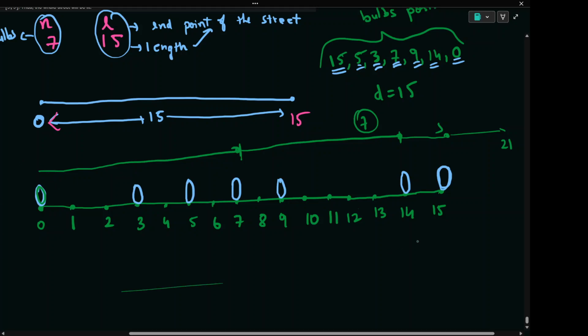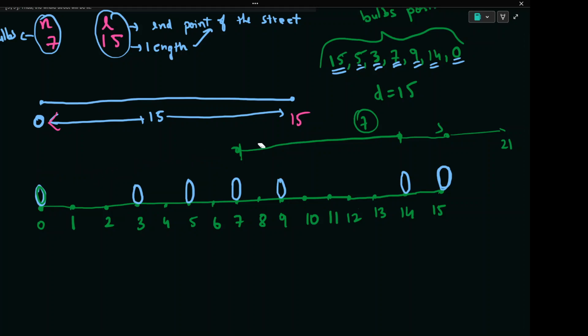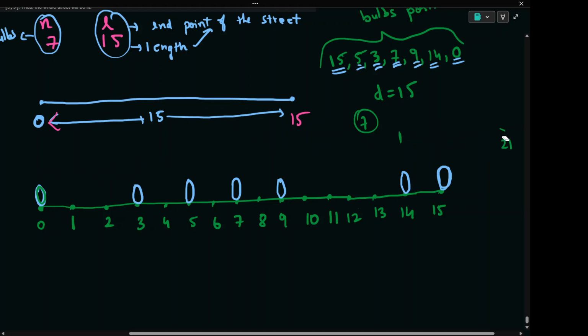So all of this will cover the street. So the street is lit, correct? The street is lit. But 7 is not our answer. We have to minimize this 7 such that it can light the whole street. Got it? Now, how would you approach it?